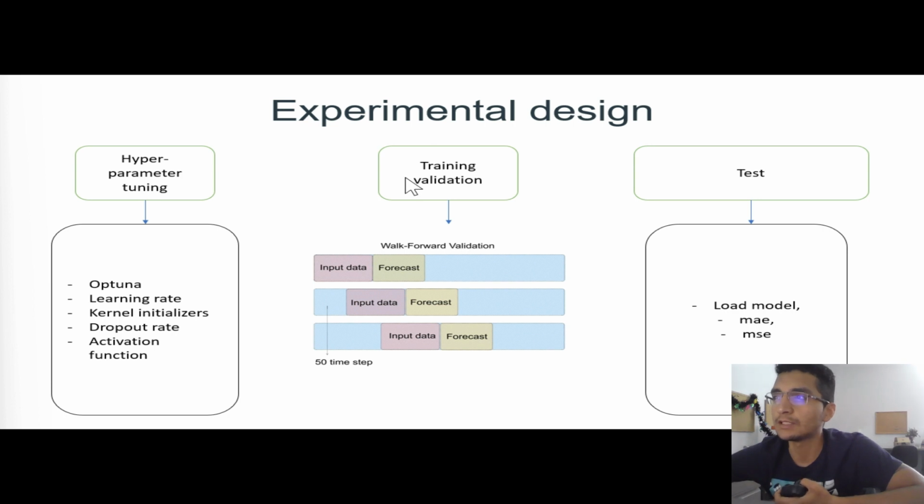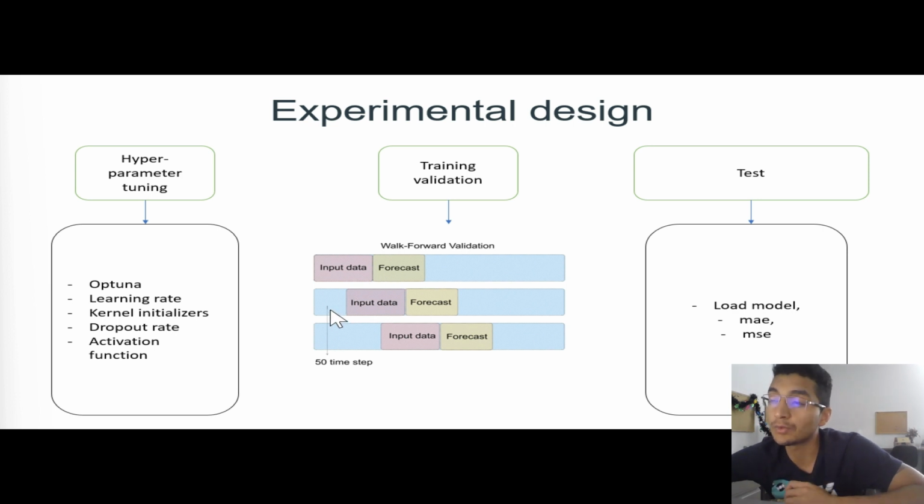For the training and validation, because this is a time series forecasting task, we do not use regular cross validation. We use forward validation, which respects the order. For that, we build windows; this red box represents a window of 500 time steps, and then we do the forecasting in the next. We use the data for training and validation, and then we move on.